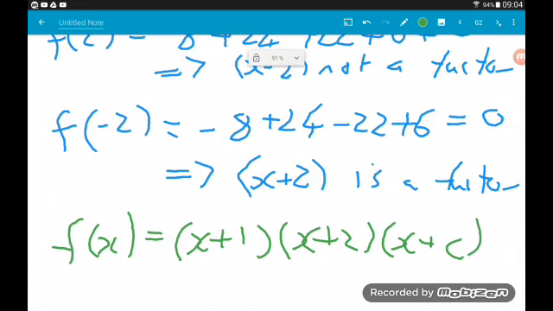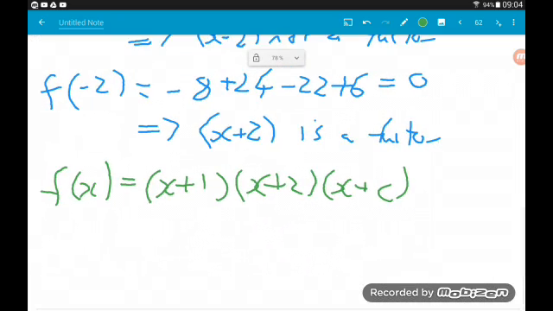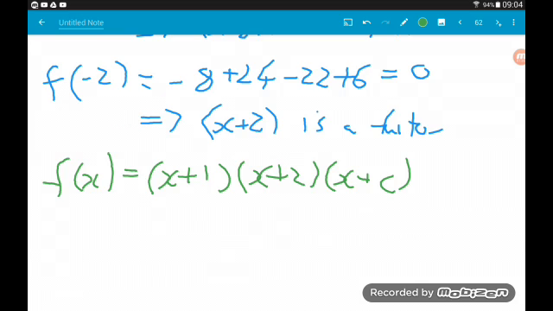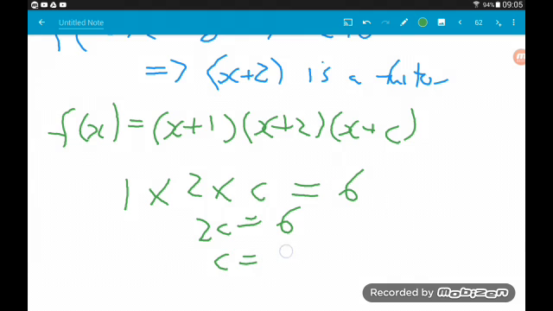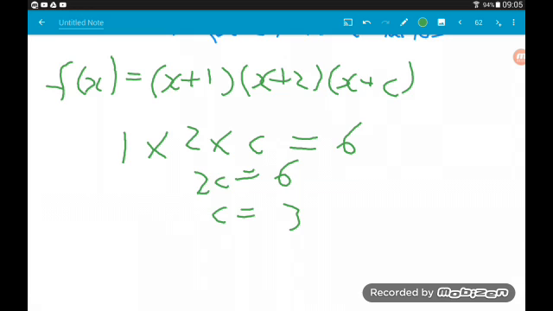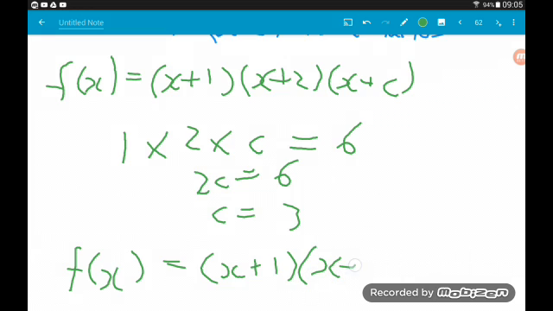So, remember from the original function, the constant term at the end is 6. Now that constant comes from multiplying the constants in the brackets. So, we know then 1 times 2 times c has to equal 6. So 2c is equal to 6, so c is equal to 3. So our third factor is x + 3. So f of x is (x + 1)(x + 2)(x + 3).